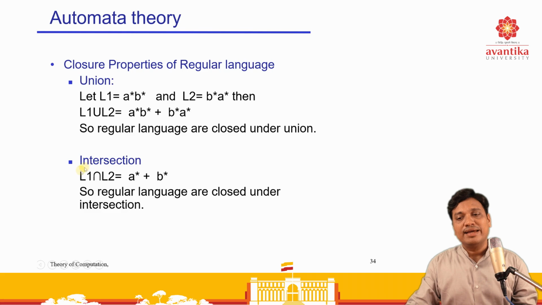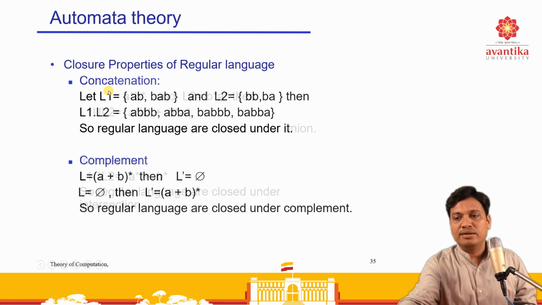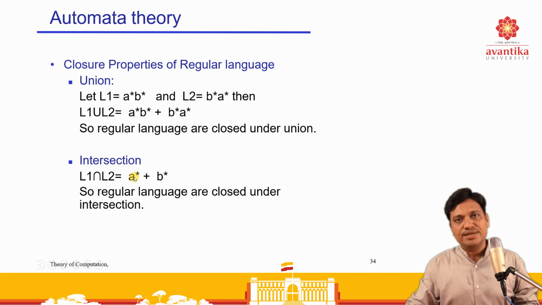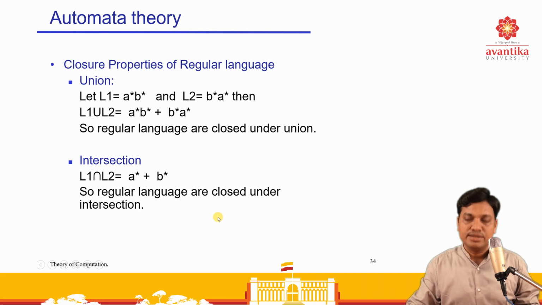The second property is intersection. We perform the intersection on the same example, A star B star and B star A star, to see the result A star plus B star. This also belongs to a regular language, so regular languages are closed under intersection.